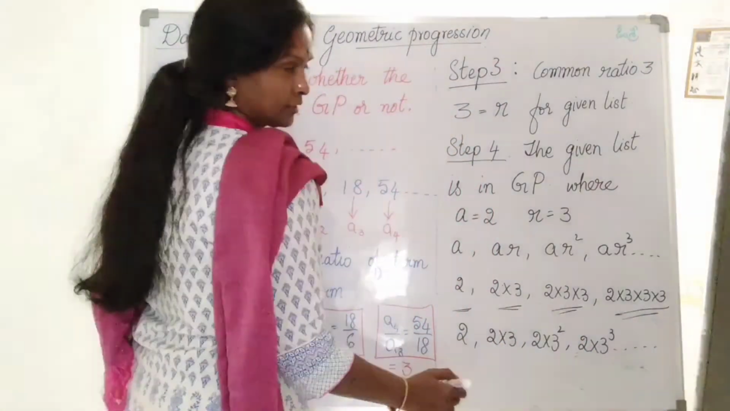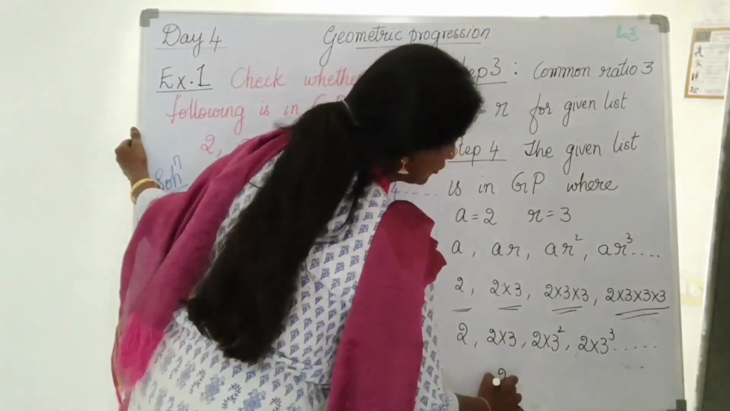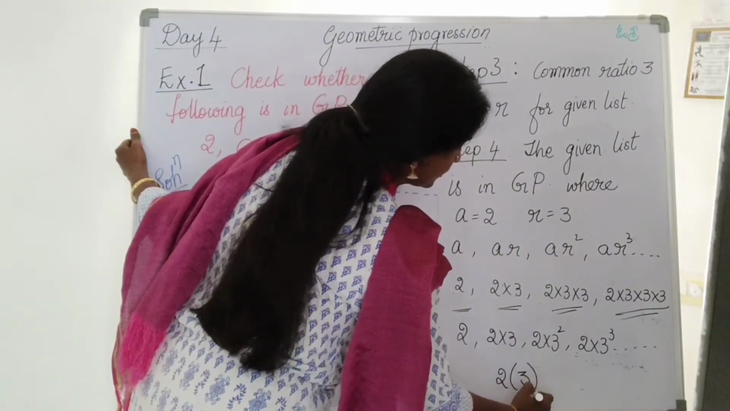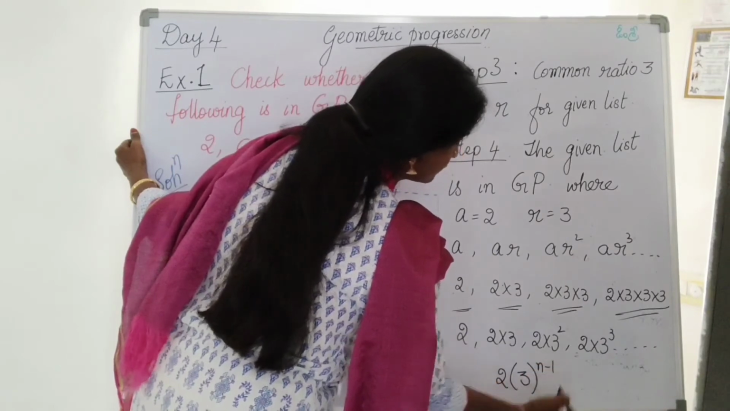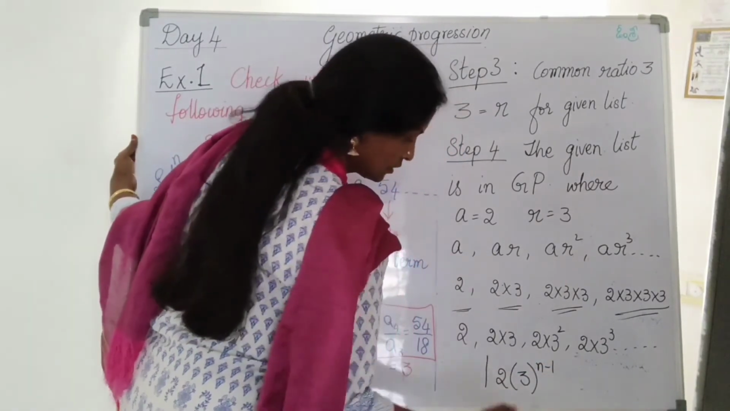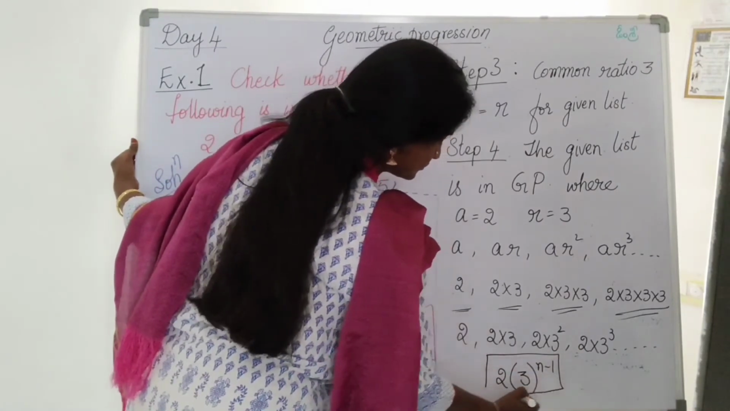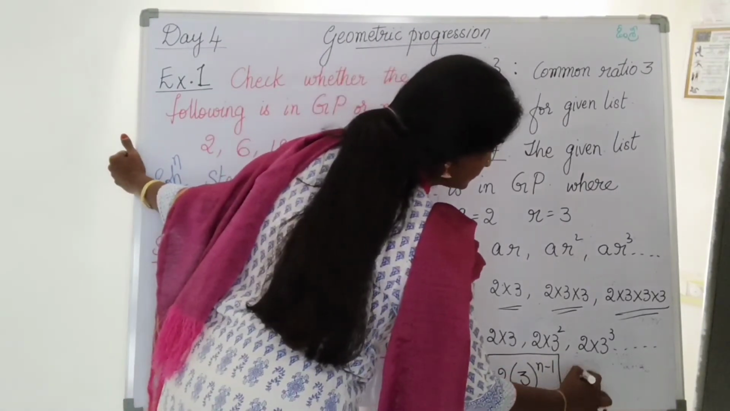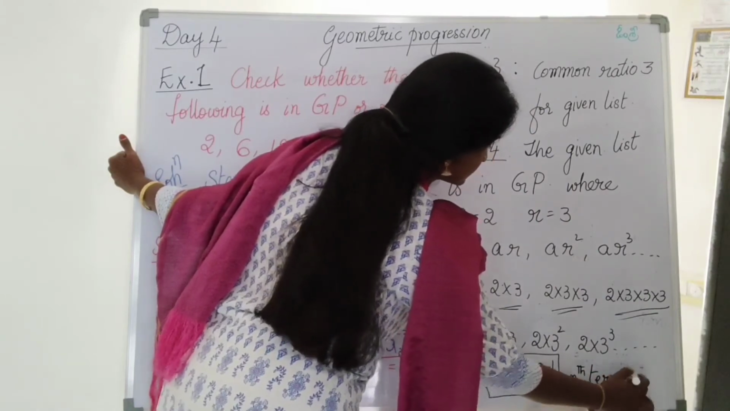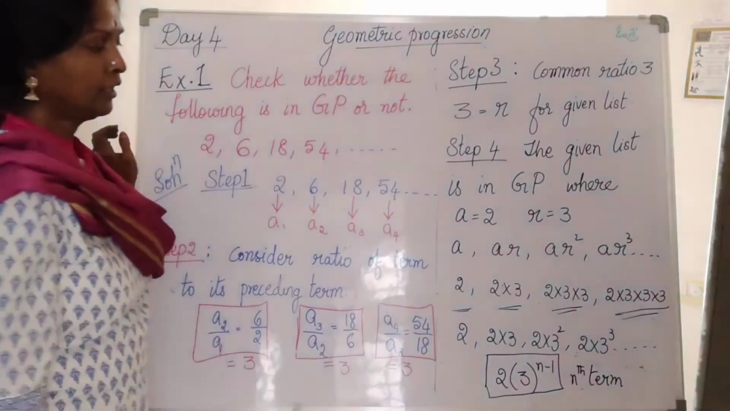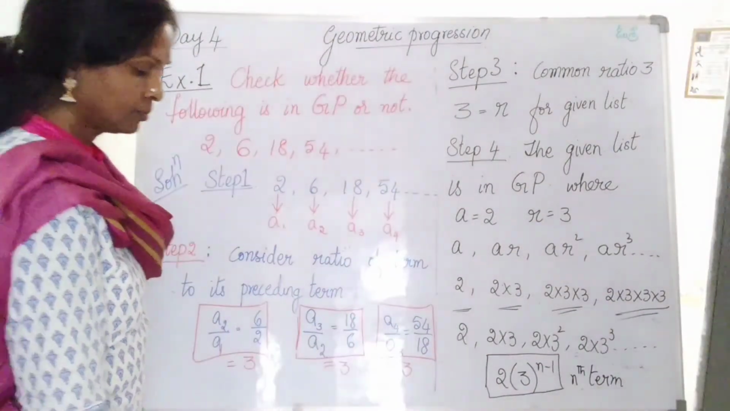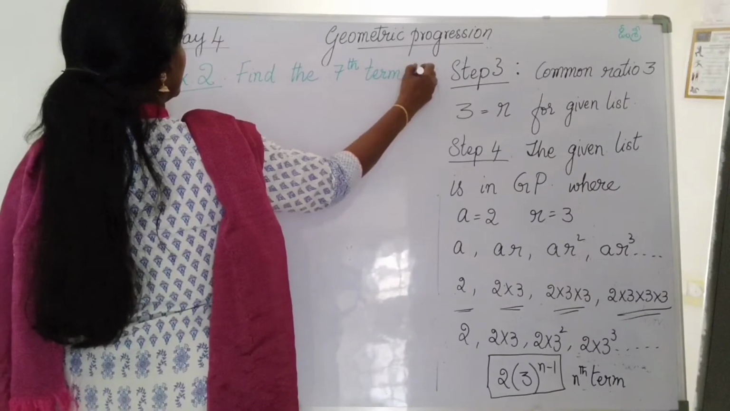What will be the nth term? How do you write that one? 2 into 3 to the power of n minus 1. So this will be the nth term. This will be the nth term of the GP. Hope you followed.